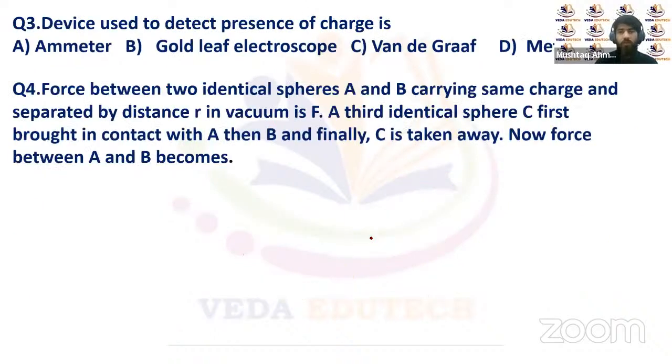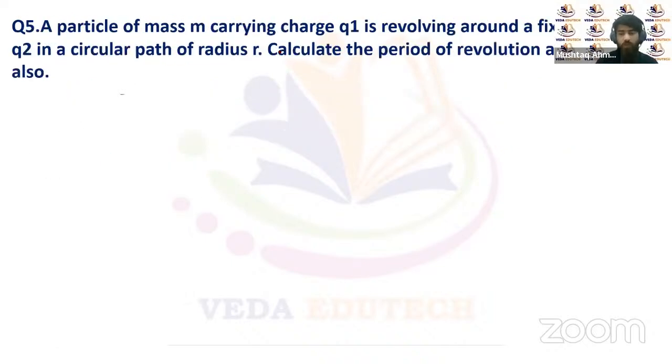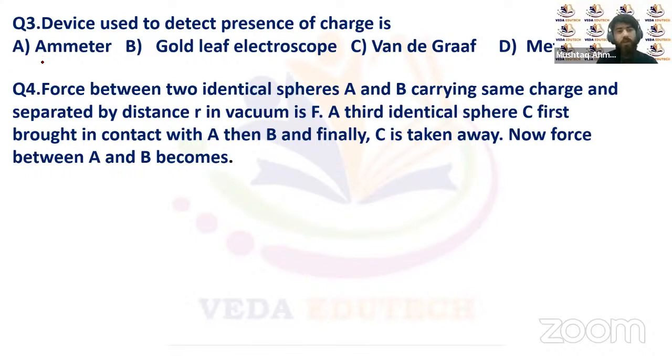Now let's move on to question number 3. Question number 3 says that the device used to detect presence of charge is, right? We know that option number 1 says ammeter. Ammeter is a device used to measure the current. And we have the Van de Graaff generator. A Van de Graaff generator is actually used to create a large electric field on a conductor, right?